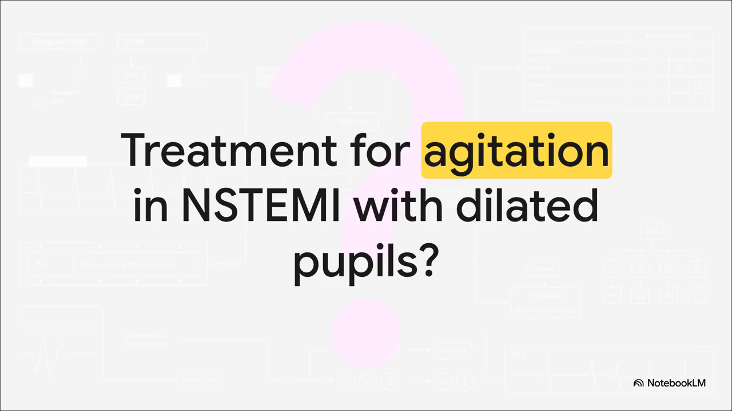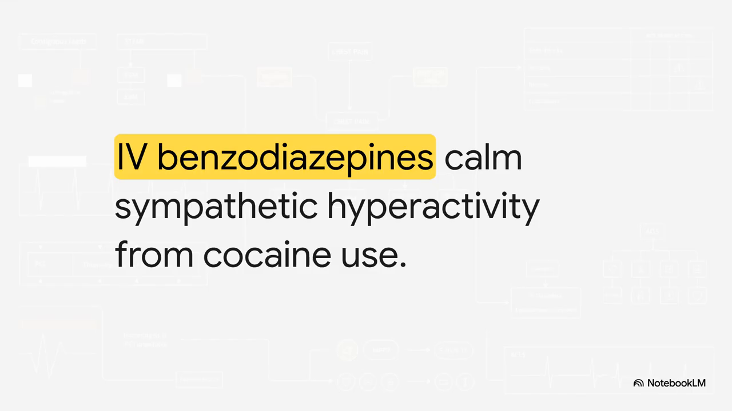Let's pivot to a really specific, high-yield differential presentation that perfectly mimics standard ACS. Pause here. What is the treatment of choice for agitation in an NSTEMI patient presenting with chest pain, dilated pupils, and completely normal cardiac enzymes? IV benzodiazepines. The massive key clue here, those classic clinical features of cocaine use.